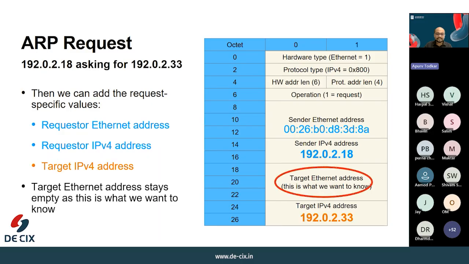Then comes your operation field, where it is already set to 1. And the interesting part now, the router specifies the sender's MAC address, and the requester's IPv4 address also, right? So we do not know the target's MAC address yet. So the target address is left blank here, like you can see in this Ethernet frame.